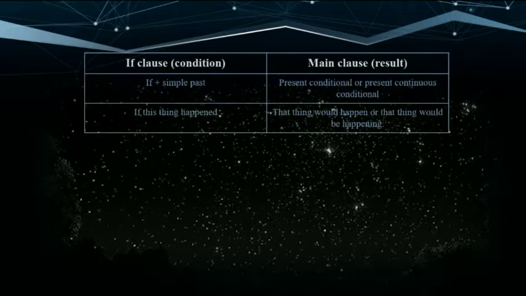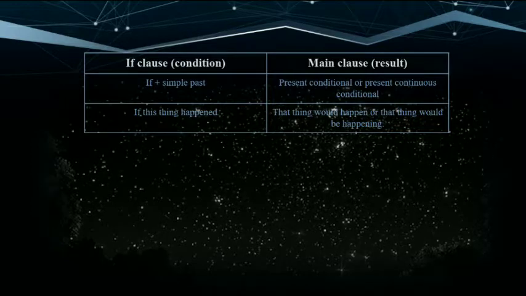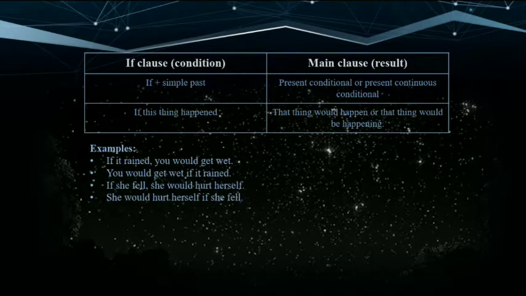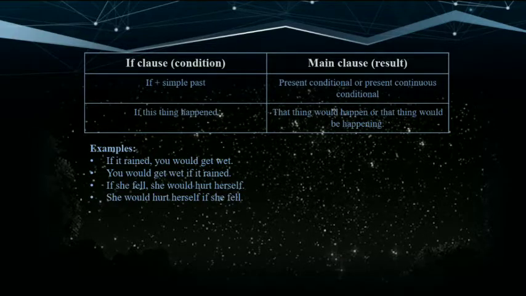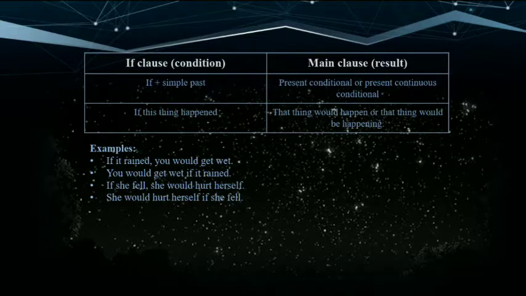Let's take a look at this table. If plus simple past plus present conditional or present continuous conditional, which is if this thing happened, that thing would happen or that thing would be happening. For examples, if it rained, you would get wet. You would get wet if it rained. If she fell, she would hurt herself. She would hurt herself if she fell.